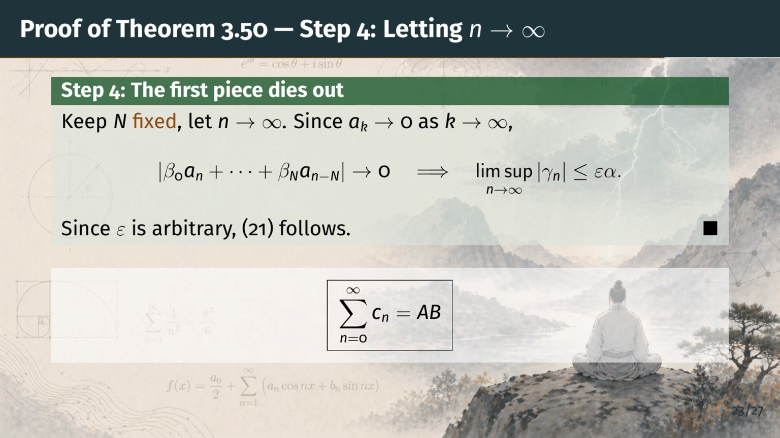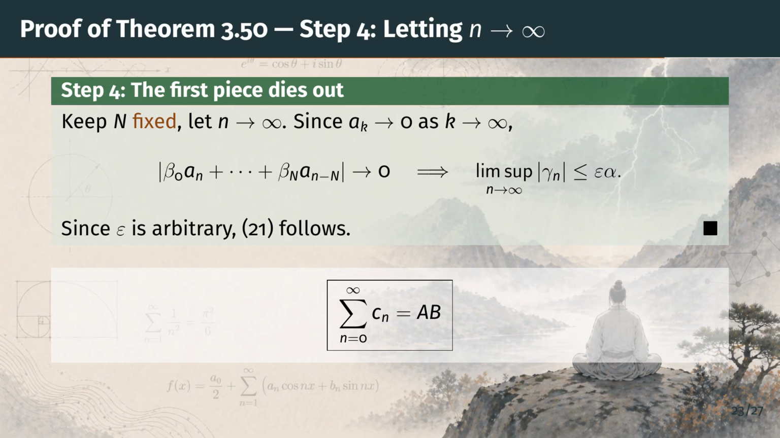Step 4 finishes the job. The first piece consists of a fixed number of summands, namely N plus one of them, with fixed coefficients beta sub 0 through beta sub N. The A factors in this piece have indices n minus N through n, which march off to infinity as n grows, and the terms of a convergent series tend to 0. So each A factor tends to 0. A fixed finite sum of terms each tending to 0 tends to 0.